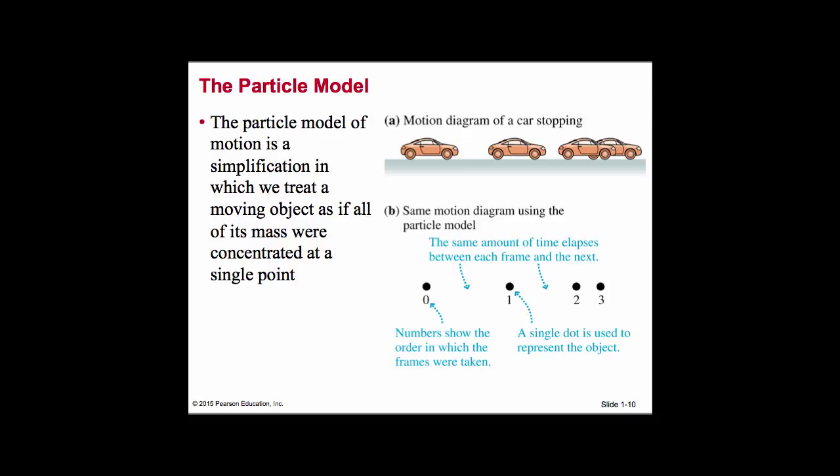Now, to make things easier, we're going to use what's called a particle model. Instead of having to draw a picture of the object each and every time, we can use dots to represent this motion. So instead of drawing a car that's going slower, the car gets closer and closer, we're going to use these dots that get closer and closer. And we can see that the car is slowing down with the dots. The numbers here show the order in which the frames were taken. The same amount of time elapses between each frame, and a single dot is used to represent the object.